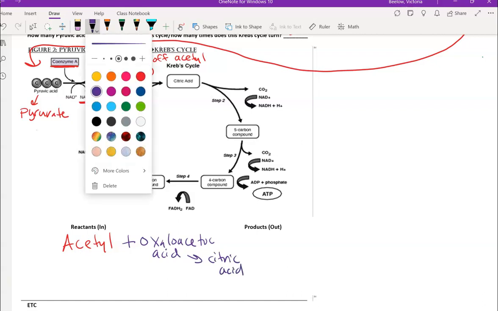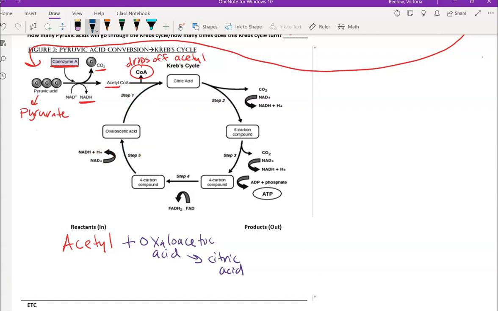And then from here, we're going to get the rest of our products. So these are kind of like those steps in between. So our acetyl combined with oxaloacetic acid to make citric acid, and then from there, we break down that citric acid and we get a lot of different things out of this. We're going to get carbon dioxide, which is our byproduct or waste product. We just exhale that. More NADH, which is our hydrogen or electron carrier.